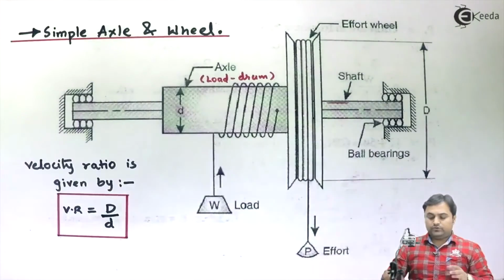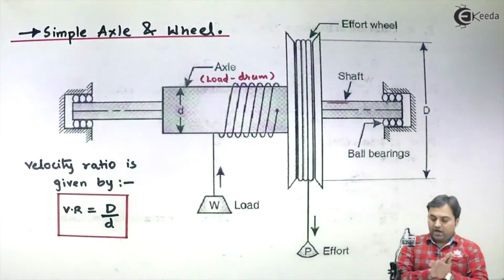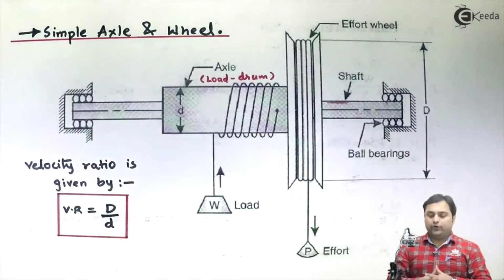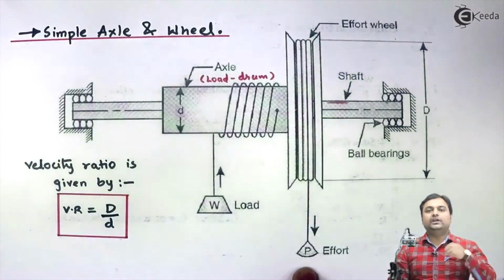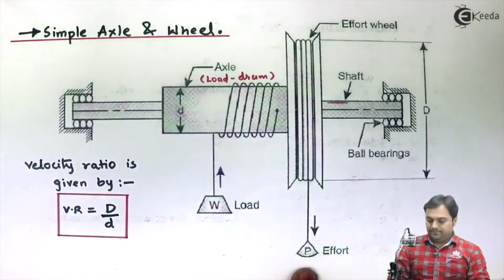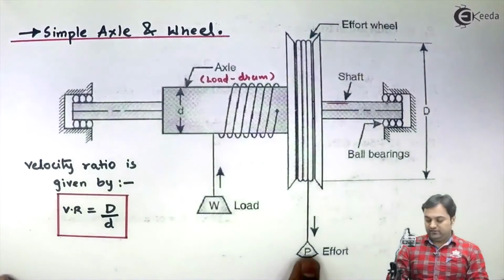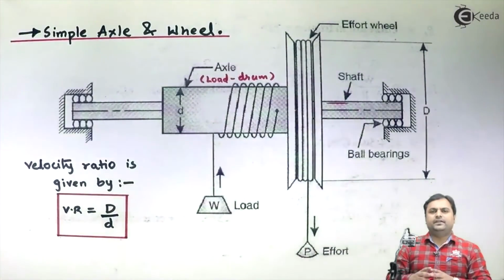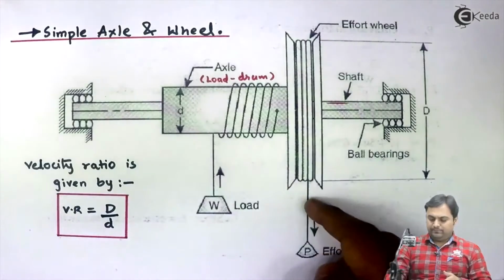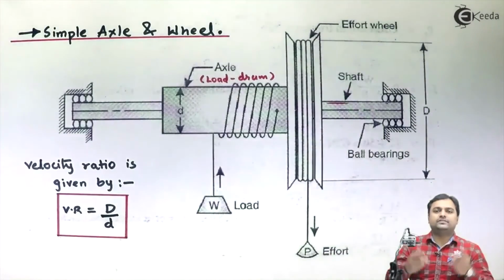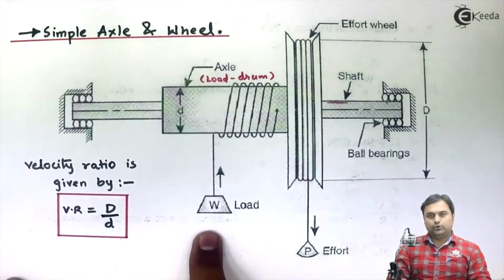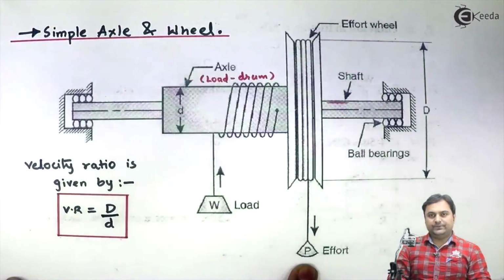Now, that was regarding the construction part. How does this simple axle and wheel function? First of all, at the effort wheel we apply the input. It means we will be applying the force at the effort wheel. This effort can be in any form. Either we can pull this rope, so that is also an example of effort. Next, our aim is to lift this load by applying the effort here.